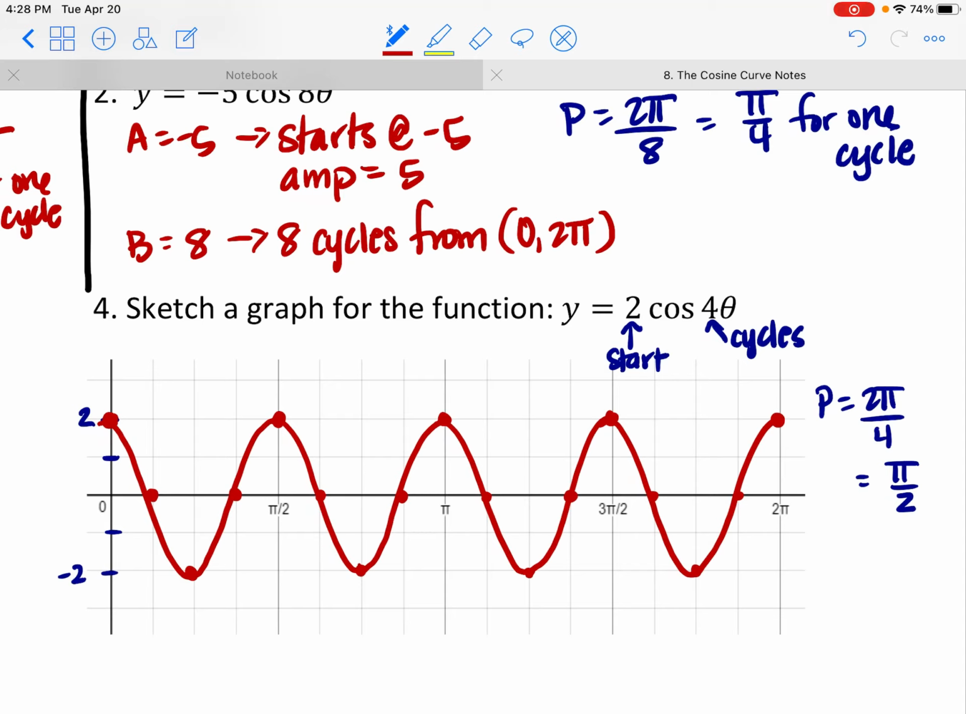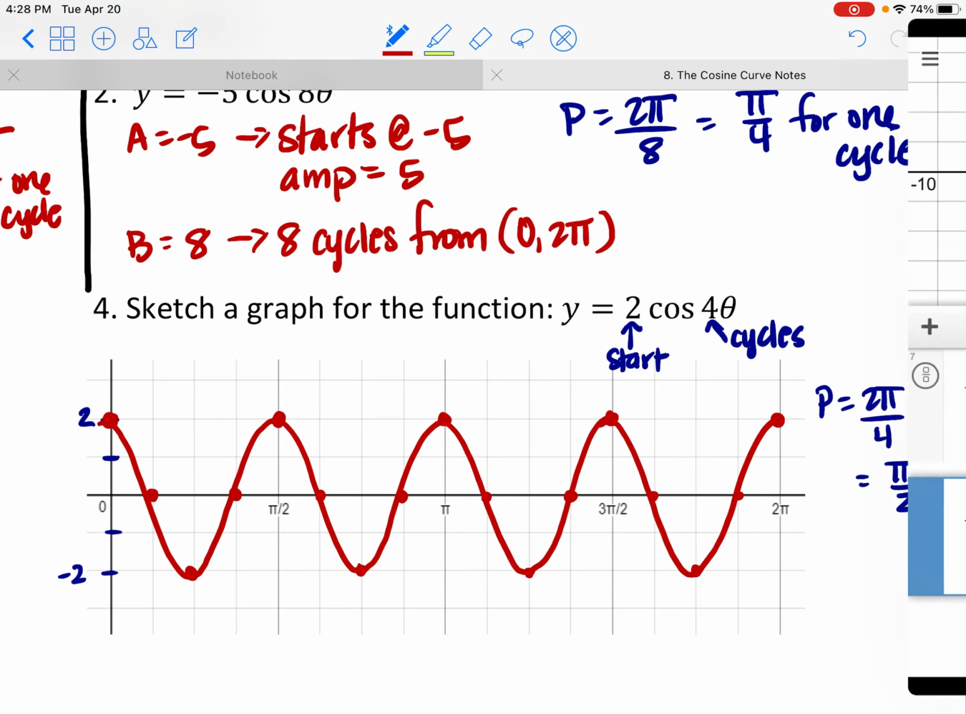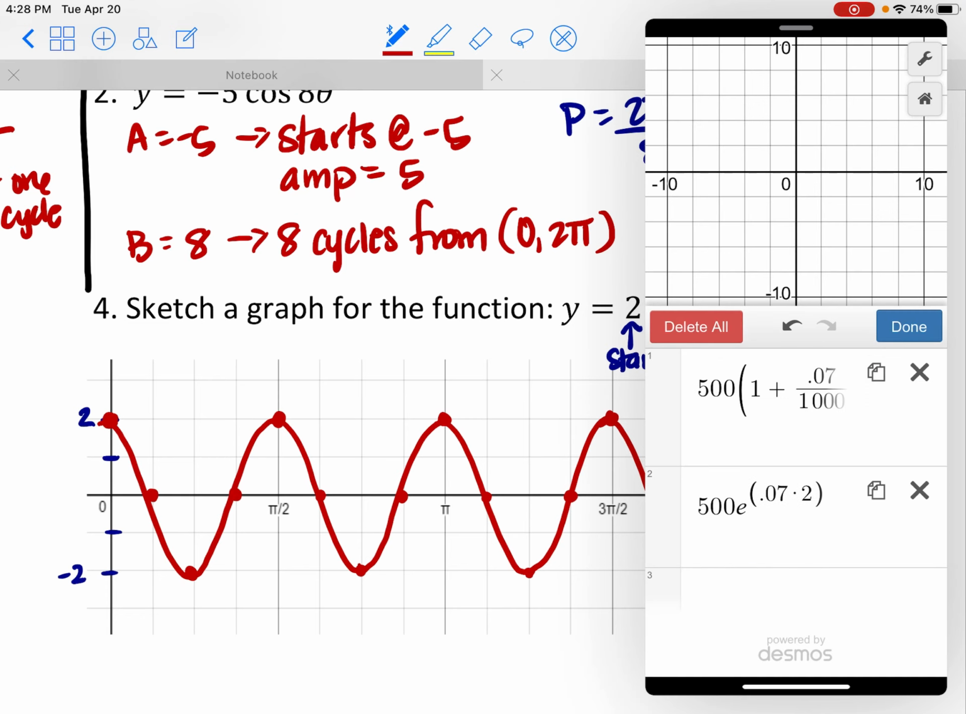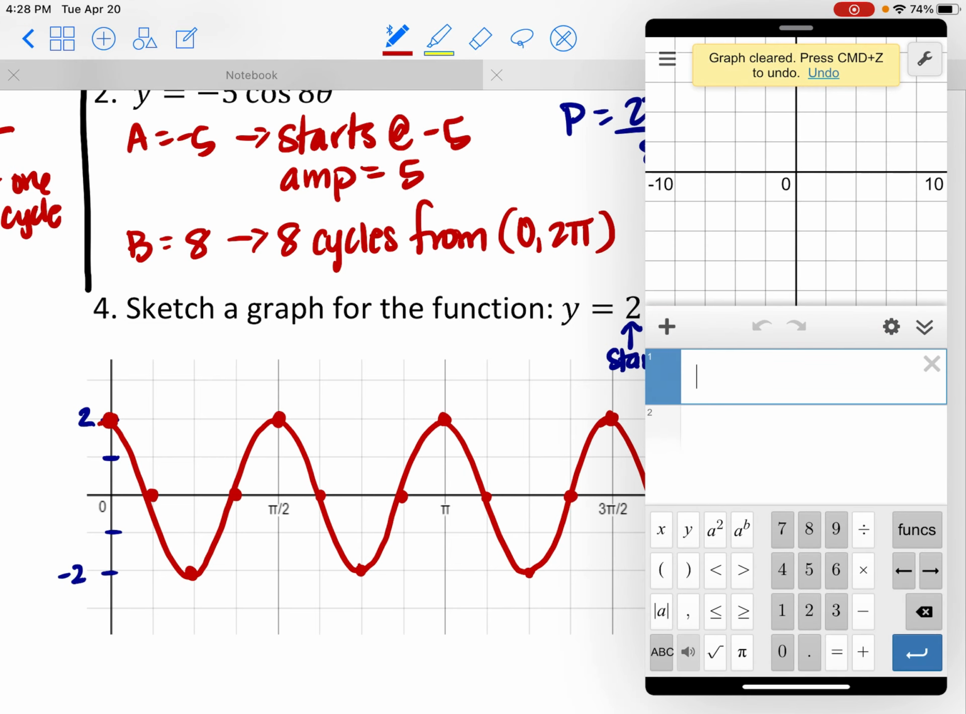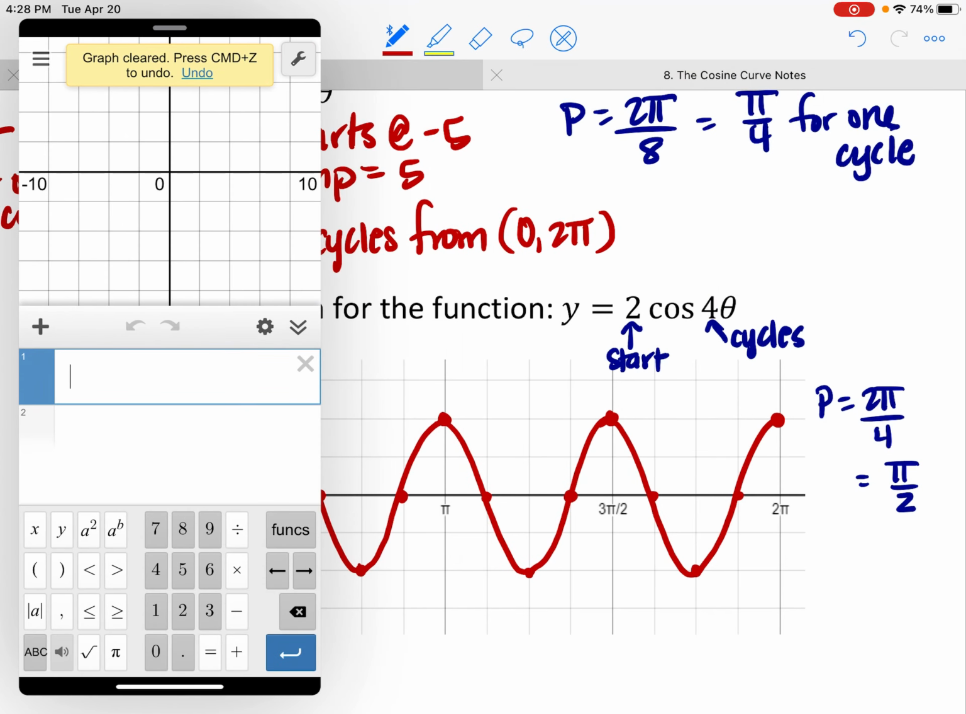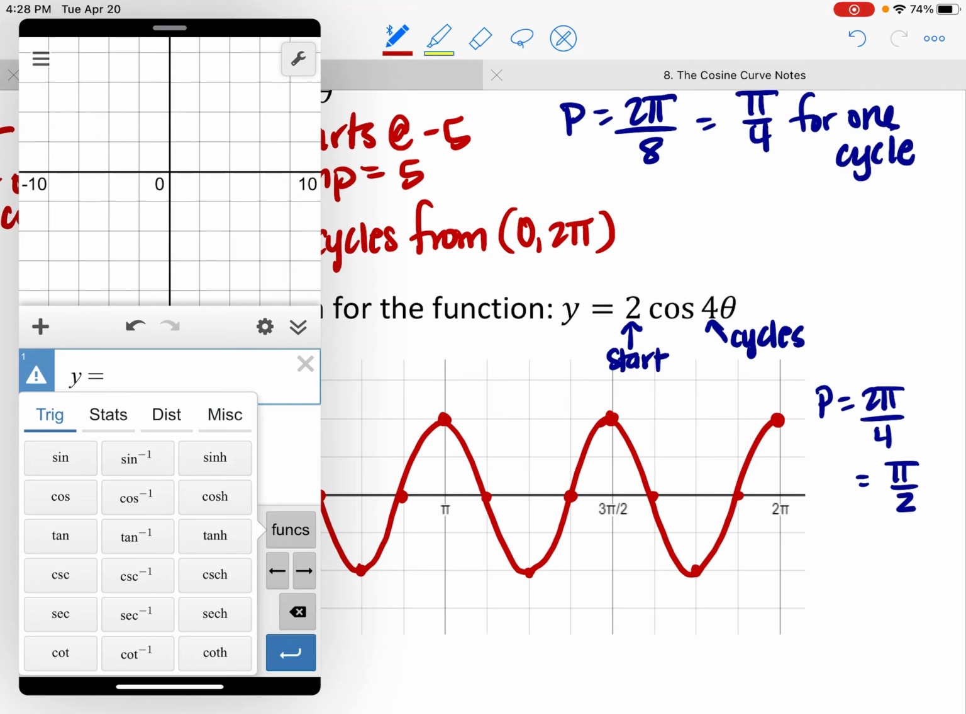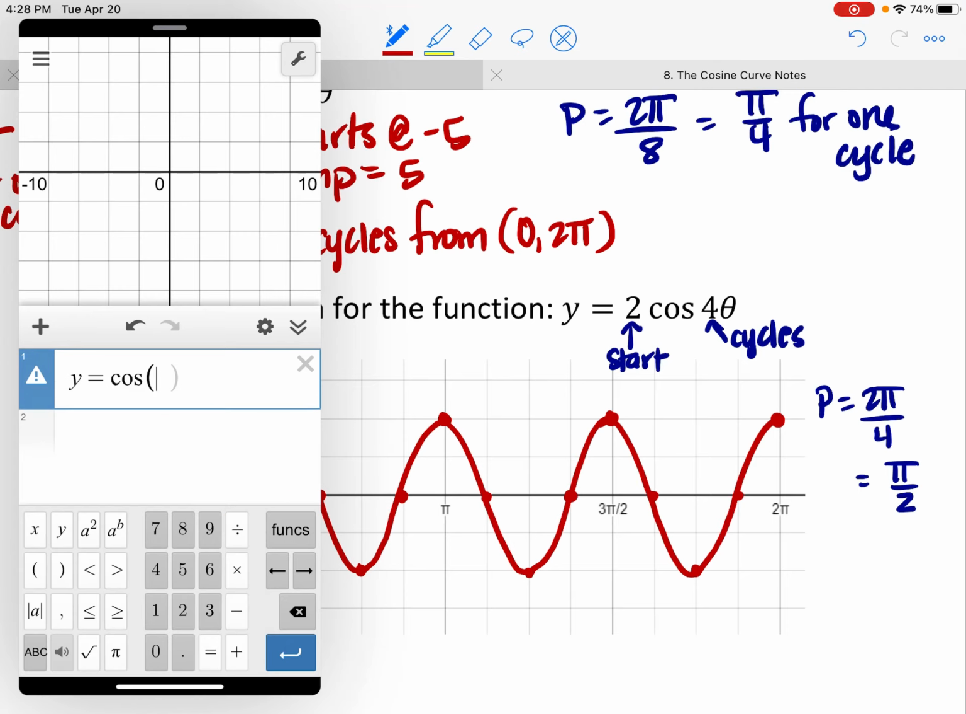Now, when you do this in Canvas, you're going to probably be required to upload some pictures from Desmos. So let's just go ahead and make sure we know how to do this in Desmos. And just delete all that out. So we want to confirm that our graph is right. We're going to put in y equals the, go into functions and trig, find the cosine of x or theta. It's going to be the same thing. Oops, forgot. We want an amplitude of 2, and we want 4 cycles in there.